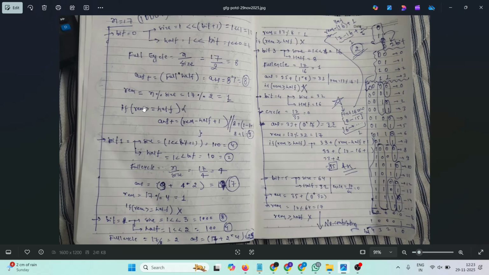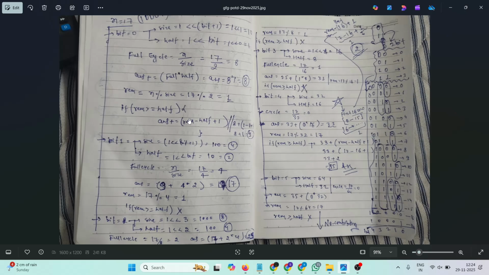So the remainder is greater than or equal to half. For a basic idea, which I will explain later, for now you can assume that if the remainder is greater than half, then it's only going to contribute. If there is a size x, then initially from 0 to x/2 minus 1 it is going to be 0, and later it becomes 1. Like in the size of 4, first two are 0, then two are 1.